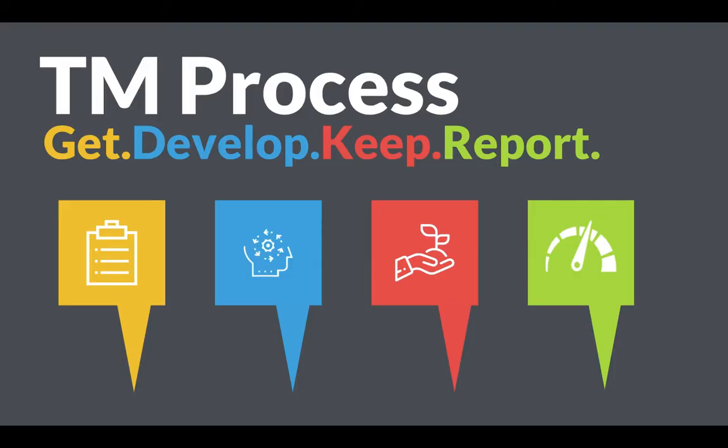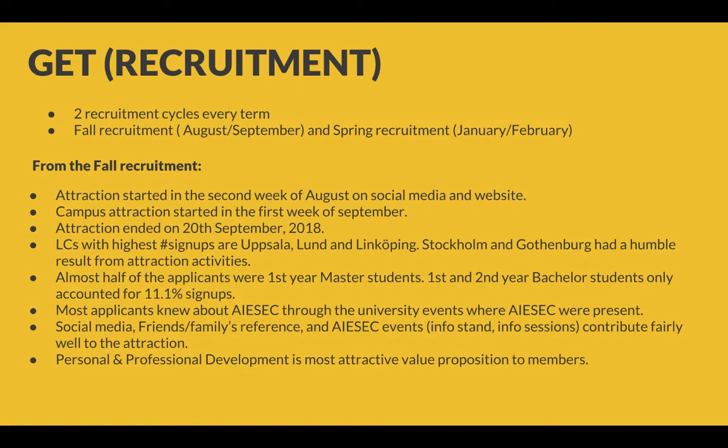But first, I'll talk about the TM processes. And we'll be looking at how much we have implemented the TM process in the entity. So we have the 4 processes like you should already know about: get, develop, keep, and report. So these are the 4 processes that we have in any entity in AIESEC. Get is basically recruitment. So we usually have 2 recruitment cycles every term. The fall recruitment, which happens in August and September, and the spring recruitment, which happens in January and February.